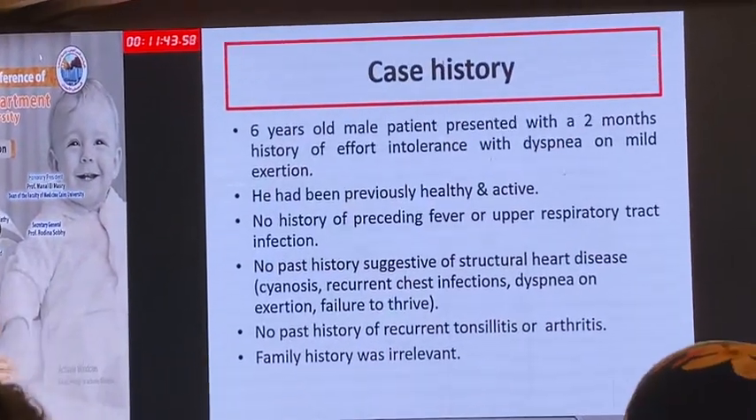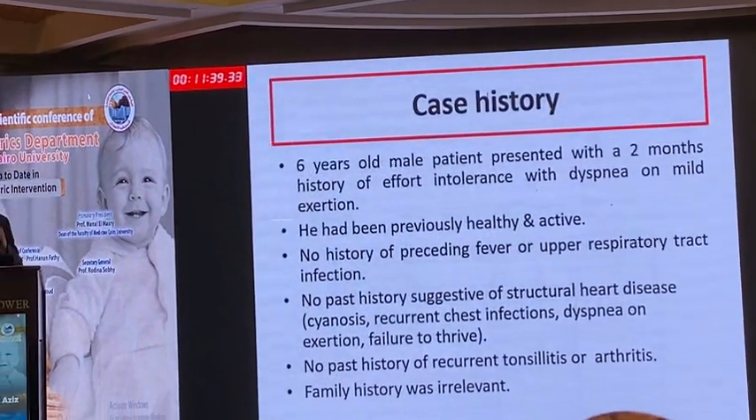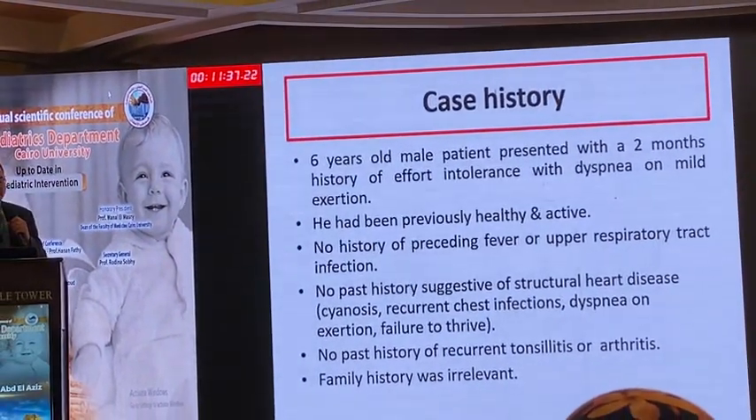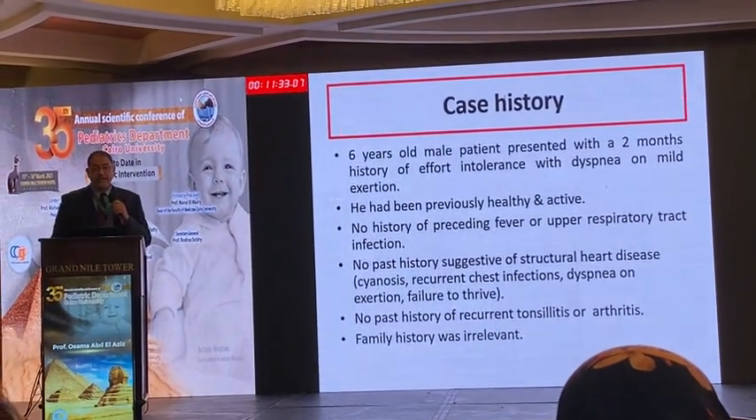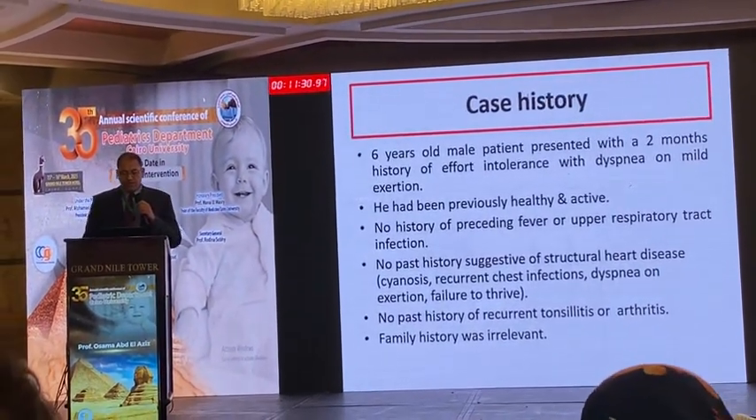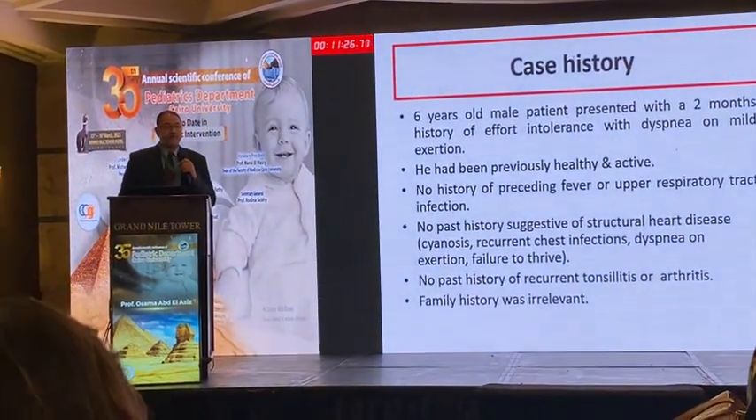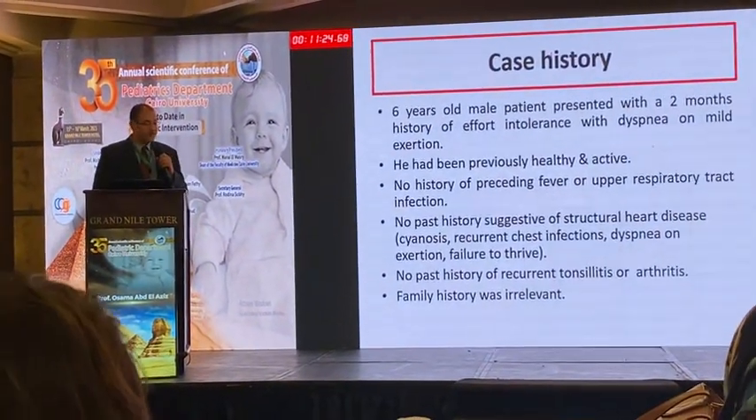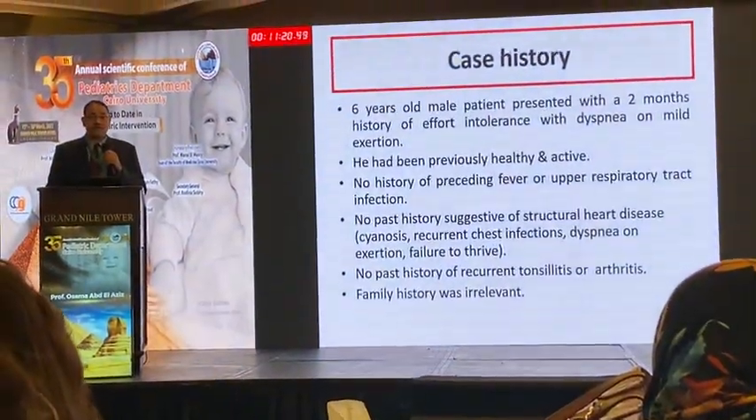Our first case is a 6-year-old male patient who presented with a 2-month history of effort intolerance and dyspnea on mild exertion. He had been previously healthy and active. There was no history of fever or upper respiratory tract infection, and no past history suggestive of structural heart disease. The family history was relevant.